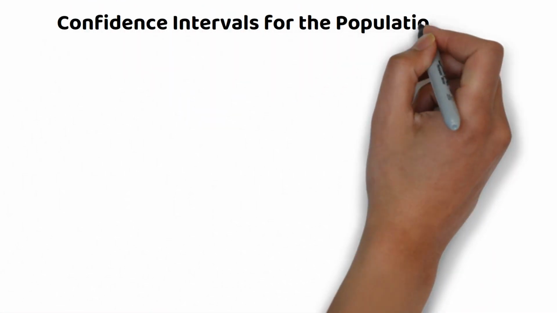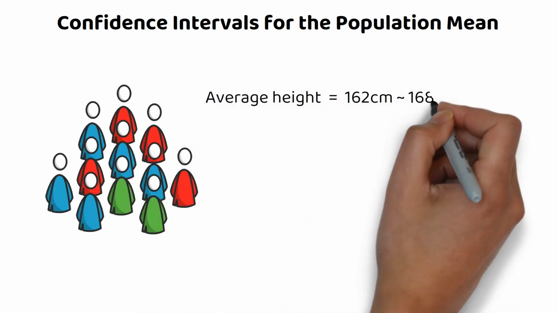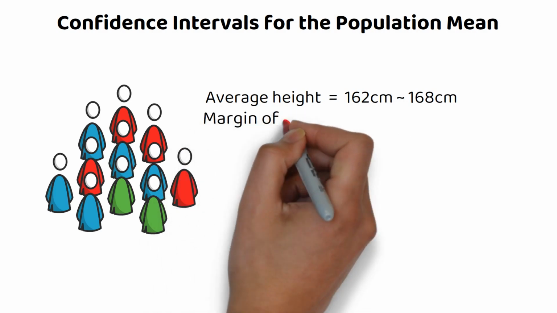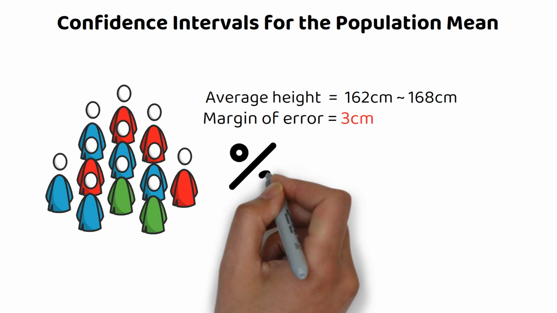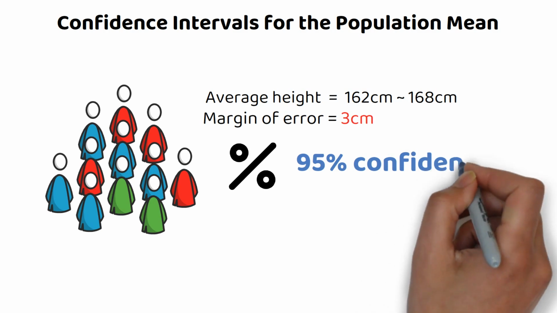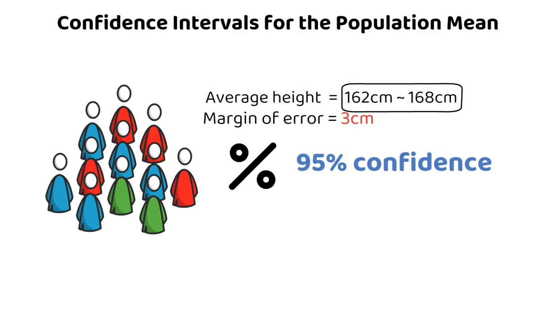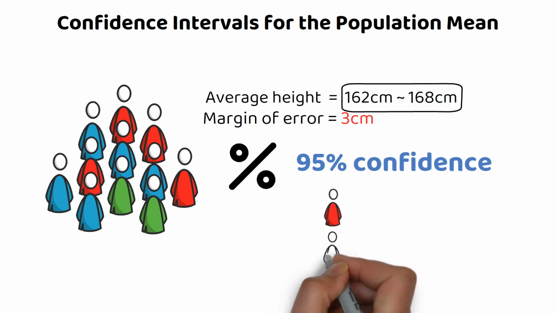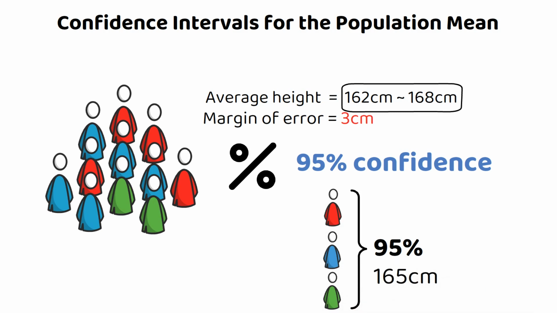Confidence intervals for the population mean. A confidence interval provides a range of values used to estimate the true population parameter. It is constructed around the sample statistic and includes the margin of error. The level of confidence represents the frequency, or percentage, at which the confidence interval contains the true population parameter. For example, if you have a 95% confidence interval of 162 to 168 centimeters for our students' average height, it means that if we took numerous samples and built an interval for each of them, we expect about 95% of those intervals to contain the true average height.